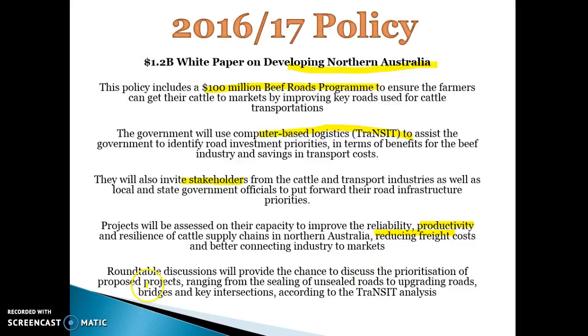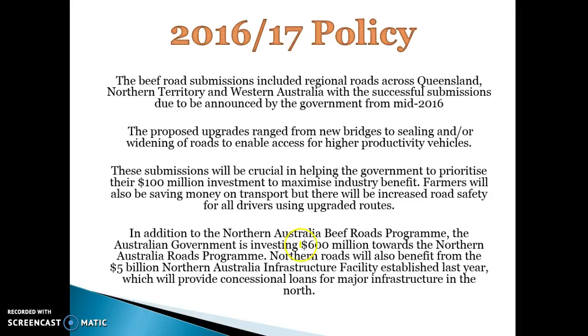Some of the things they're going to be doing, for example, sealing unsealed roads, so upgrading roads, upgrading bridges and key intersections according to what's the most important based on this transit analysis. Look, the actual details here get quite specific, but basically they're going to be including regional roads across Queensland, Northern Territory and Western Australia. It includes new bridges, sealing or widening roads, all about trying to boost our productivity. It's also going to help the road safety of industries as well. So that's basically the key things within the policy.